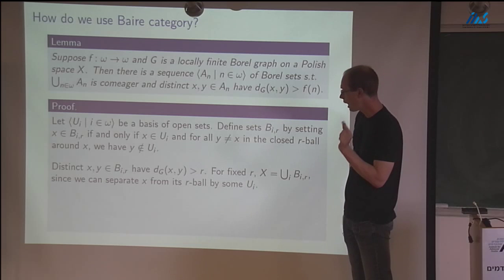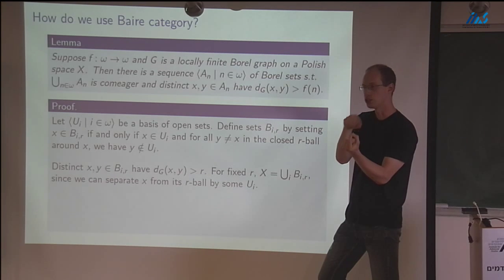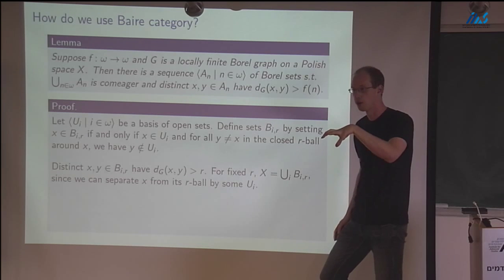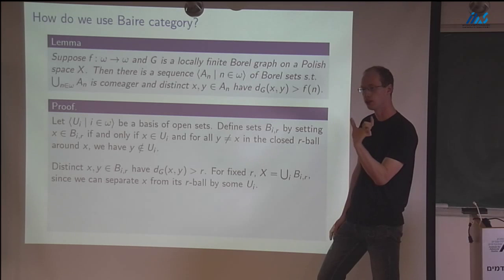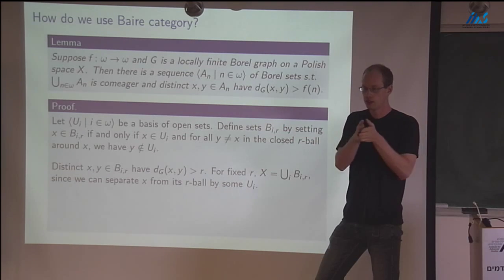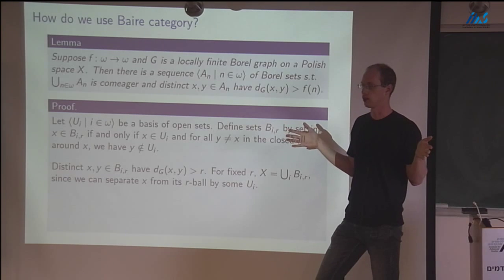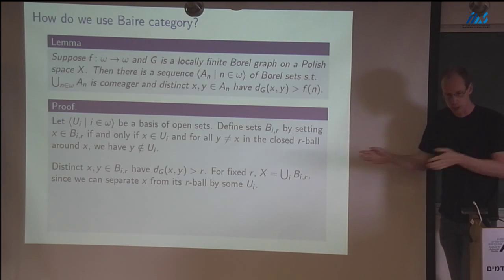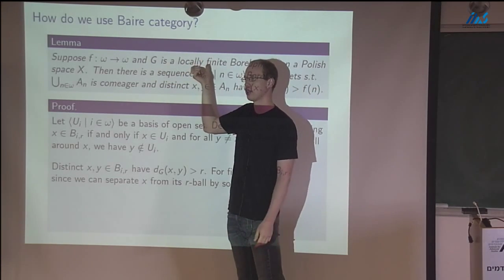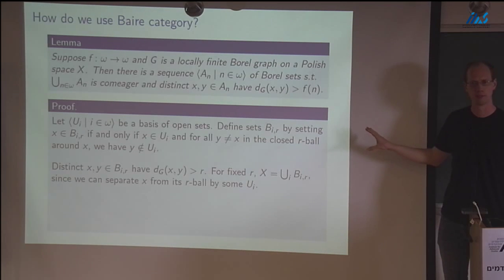And every x is in at least one of these B i,r, because you can separate that r-ball around x from x by one of these open sets. Open sets separate points in this Polish space. But furthermore, since x is in that ith open set but its r-ball isn't, these sets are r-discrete. Two points in B i,r have to be distance greater than r apart. So these are a really nice and easy way of defining sets where pointwise you have to have distance at least r, but countably many of them cover the vertex set of the graph. Abstractly, we could appeal to some more powerful stuff in descriptive graph combinatorics, like the theorem of Kechris-Solecki-Todorcevic on coloring the powers of G. But this is shorter than writing down that theorem and then appealing to it.